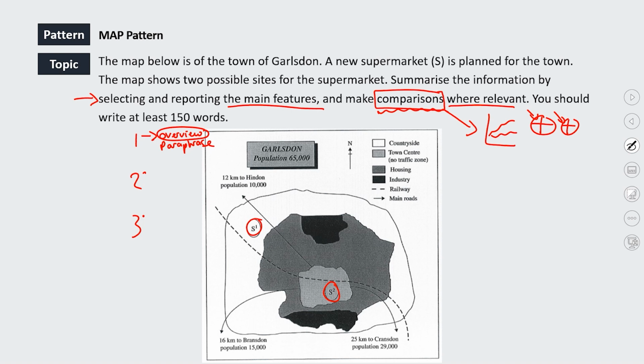So either you can do it where you describe the features of supermarket 1 and then you describe the features of supermarket 2, with the added comparisons put in your third paragraph.